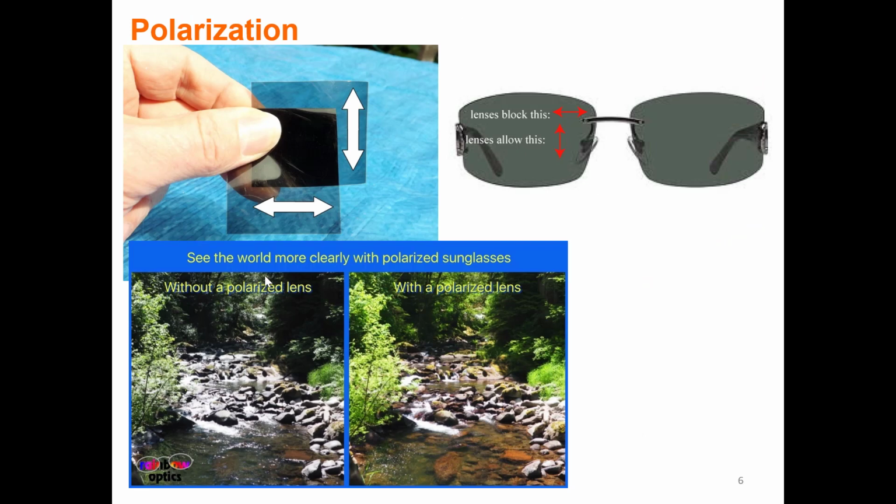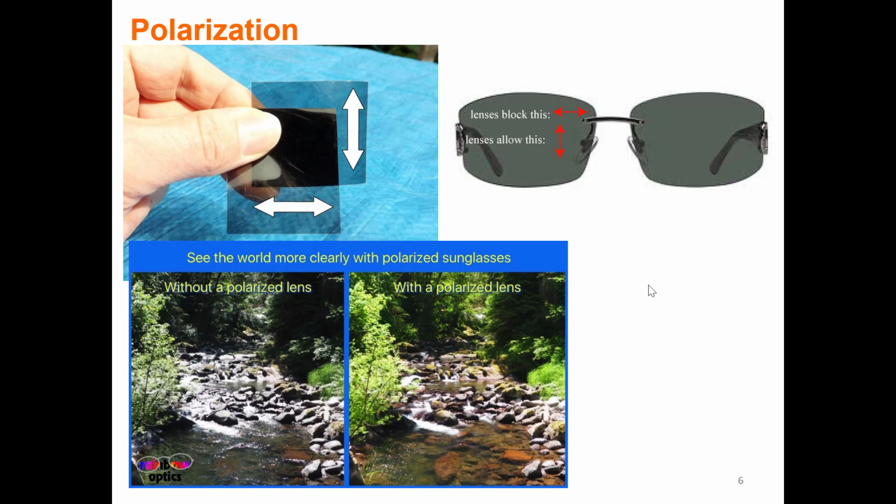In this example, we have two polarizers. This one polarizes the light in the horizontal direction. This one polarizes the light in the vertical direction. And we can see that when we cross these two polarizers, it's not possible to see through them, as there is no light.